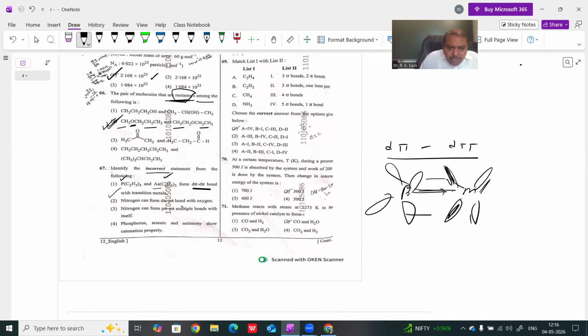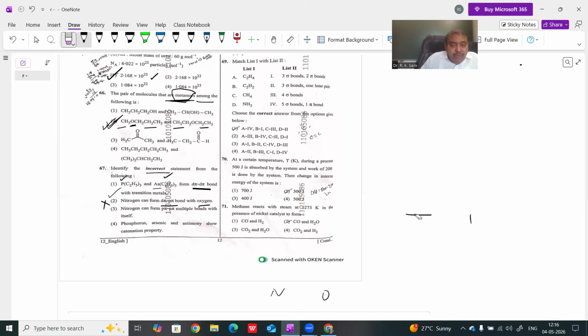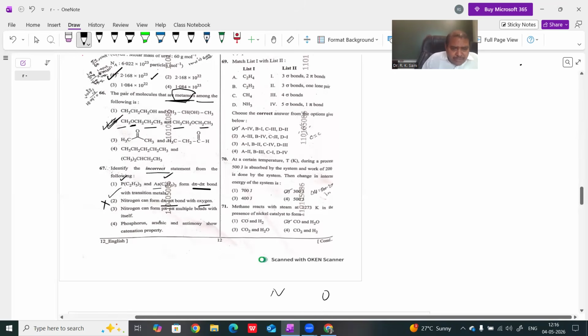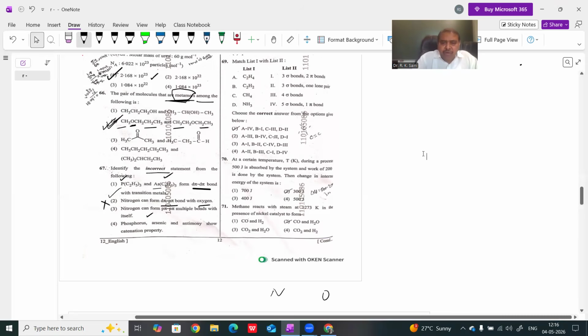Nitrogen can form d-pi p-pi bond with oxygen. It is the incorrect statement, because nitrogen and oxygen both are second period elements and do not contain d orbitals. Then how can they make a d-pi bond? Because second period elements do not contain d orbitals. 2d is absent, therefore incorrect. Nitrogen forms p-pi multiple bond with itself, yes, N2, and phosphorus, arsenic and antimony show catenation power. Catenation means the bond formation tendency from element to element.